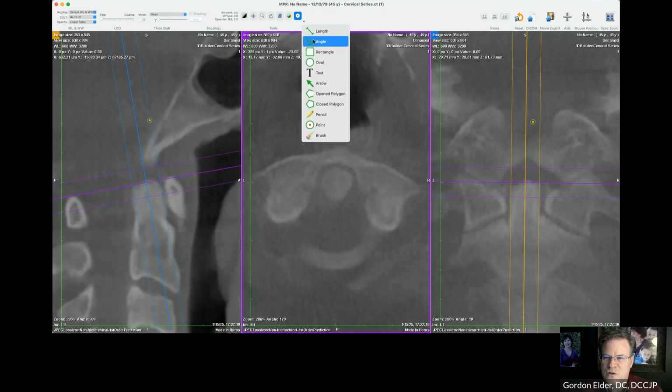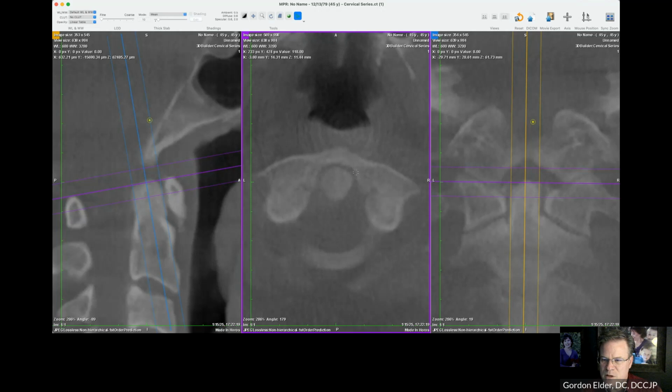Now I'm going to switch my tool to the angle tool. I'm going to put a mark there, a mark there, and we're going to come out a straight 90 degrees to that. Okay, 94, pretty close. Let's get that a little bit closer. That's going to be pretty close. Okay, now we need to find a 90-degree angle to this one here, out to the lateral margin of the lateral mass. So we're going to make another angle.